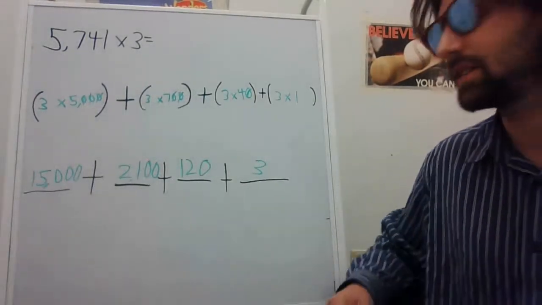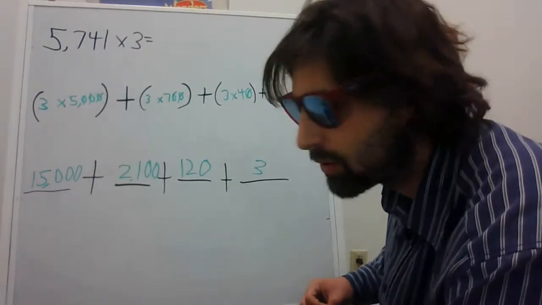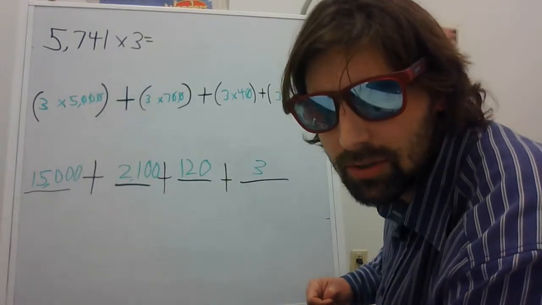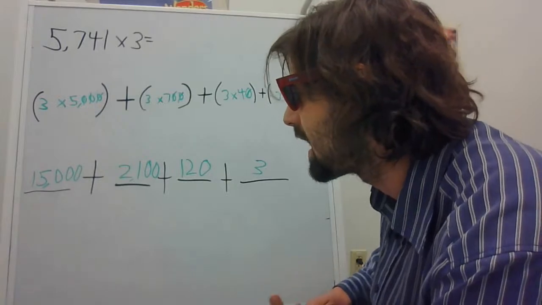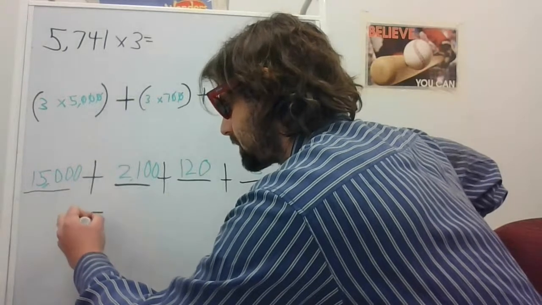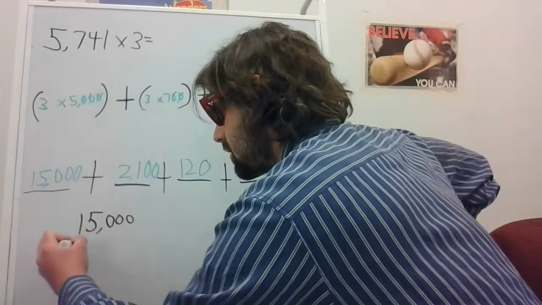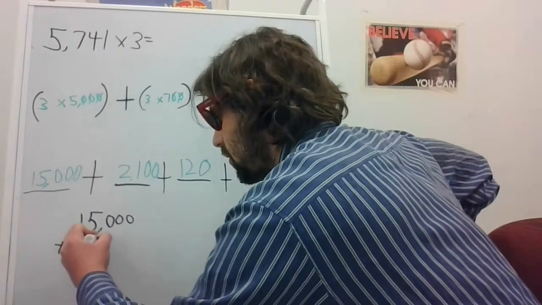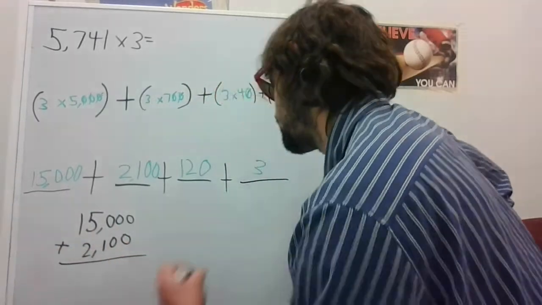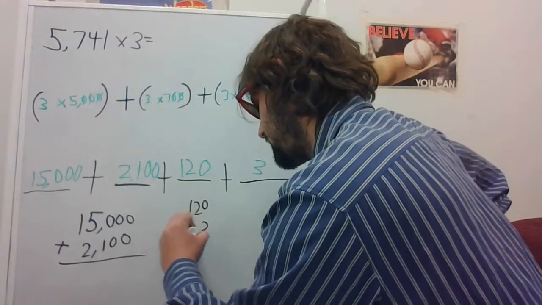Now there's a couple different ways to line it up. What I always suggest is you want to line up the numbers before you add. I like to line up all 4 numbers at once, but for some students, it's better to add 2 numbers at a time. So I'm going to show you the method where I add 2 numbers at a time. All right, 15,000 plus 2,100. So I'm going to add those 2 numbers. Then I'm going to add 120 plus 3.